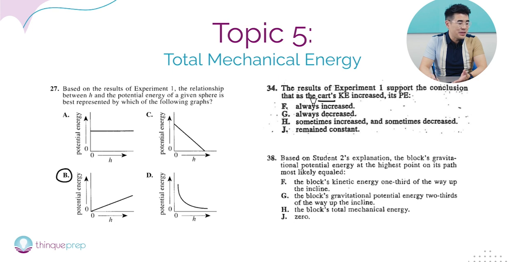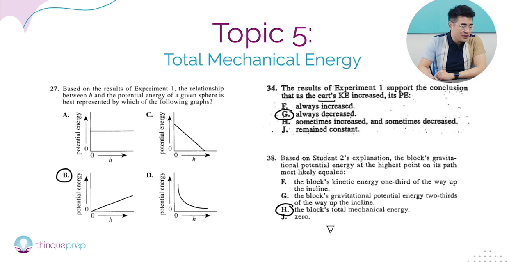KE and PE will be inversely proportional, so as one goes up, the other one goes down. And then number 38, based on student 2's explanation, the block's gravitational potential energy at the highest point on its path most likely equaled. So this is an interesting idea, right? If you send something high up and it is momentarily not moving at its apex or its peak, then its potential energy is the only thing that equals its total mechanical energy.